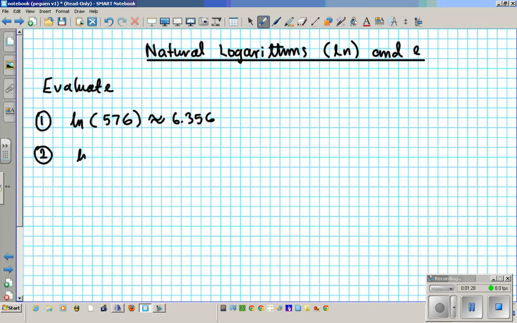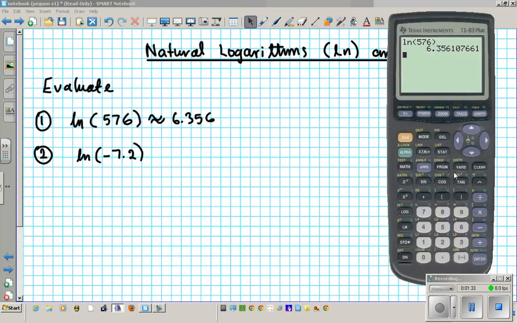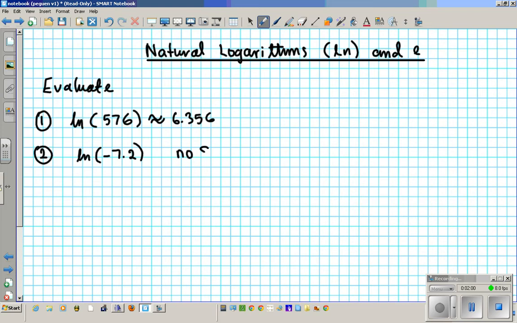Okay, number two. What is the natural logarithm of negative 7.2? Let's try that out. There's no real answer. You cannot take the natural logarithm of a negative number because it's out of the domain. So in this case, there's no solution. You can only take the natural logarithm of numbers that are bigger than 0. That's the domain of the natural logarithm. Negative numbers do not work.